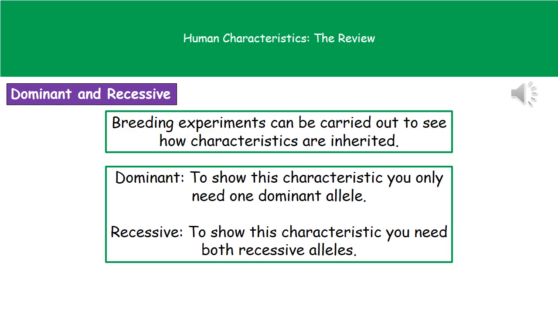First thing we need to consider then is what we're referring to with the phrases dominant and recessive. So what we'll find is that when we carry out breeding experiments to see how characteristics are inherited, we come across the fact that some characteristics are dominant and others are recessive. So for a dominant characteristic to show, you'd only need one of the dominant alleles to be present. However, if you were to have the recessive trait showing, then you would need both of the alleles that control that characteristic to be the recessive alleles.